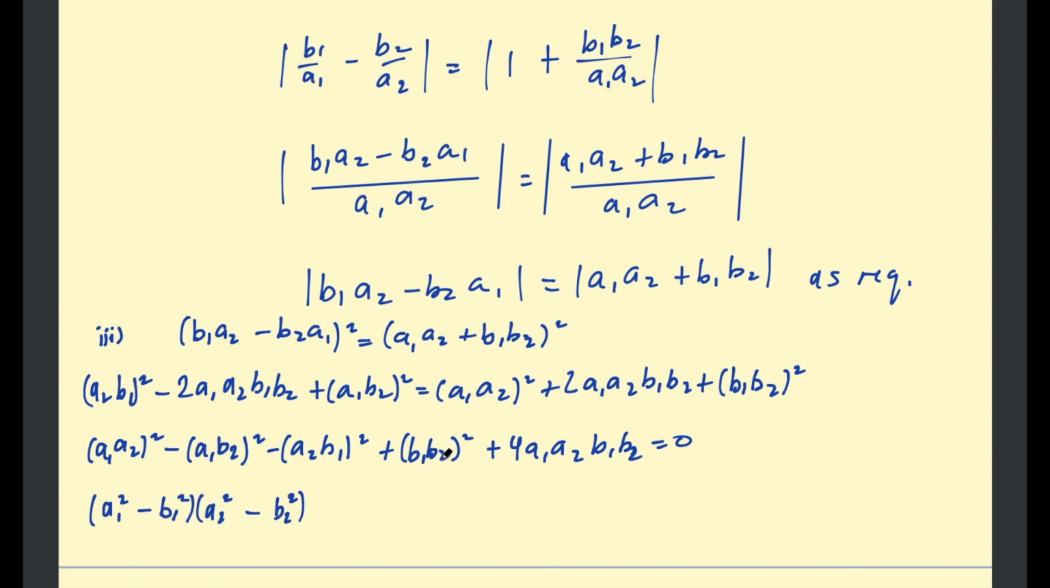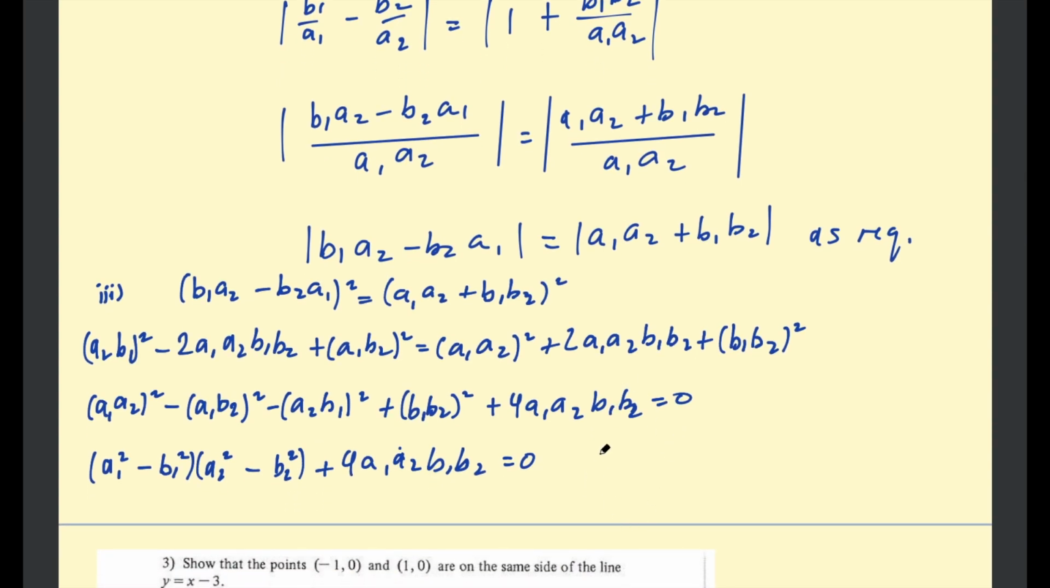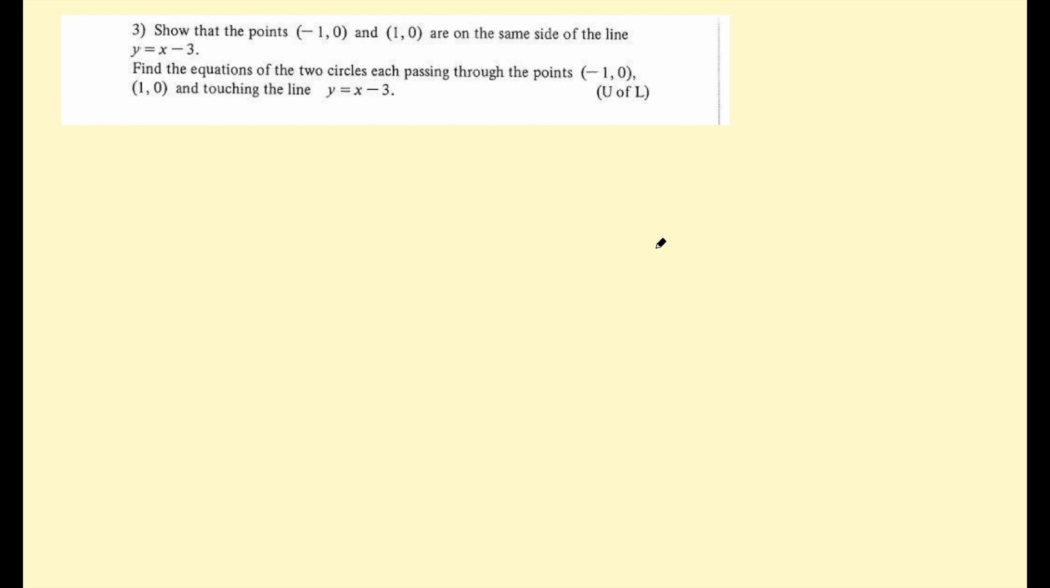Multiplying those last terms, that would give us that term there. And then we have 4a1 a2 b1 b2 equals 0. And as we said at the start, because we're saying that c1 is fixed and c2 is a variable, we just need to replace the a2 and b2 with x and y. So therefore, we get (a1 squared take b1 squared) multiplied by (x squared take y squared) plus 4a1 b1 xy equals 0 as required. Okay, on to the third question.